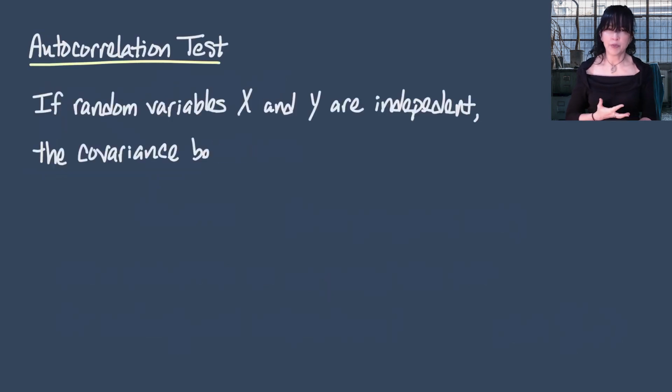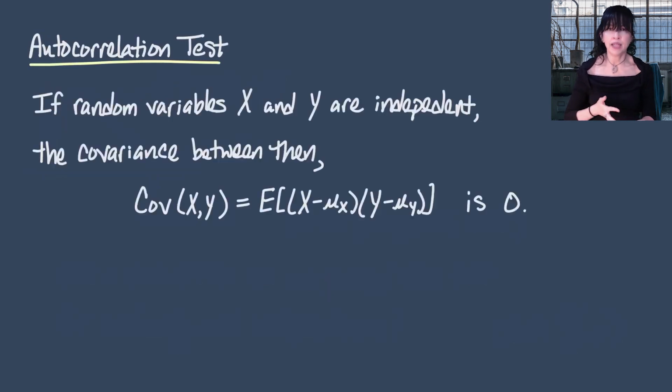The third and final test for today is the autocorrelation test. Now, if random variables x and y are independent, the covariance between them, which is defined to be the expected value of the quantity x minus its mean, where mu x stands for the expected value of x, times y minus its mean, is 0. And I do have a video up on covariance, which should be over here. And if you haven't seen it before, you probably need to look into that in order to understand this test.